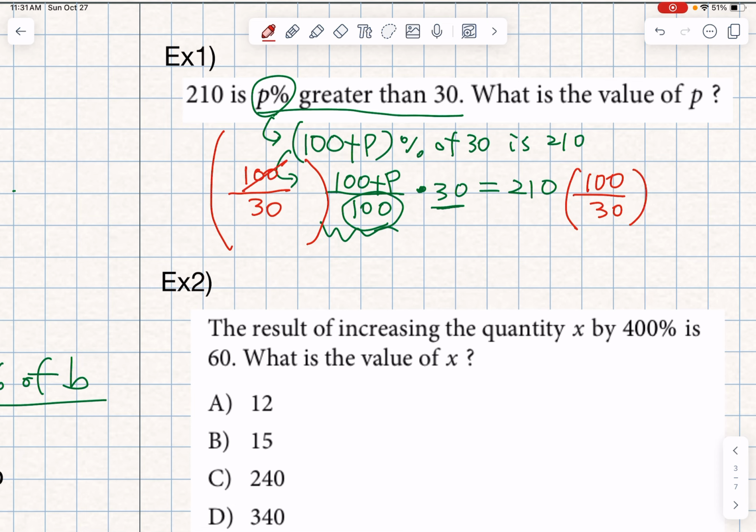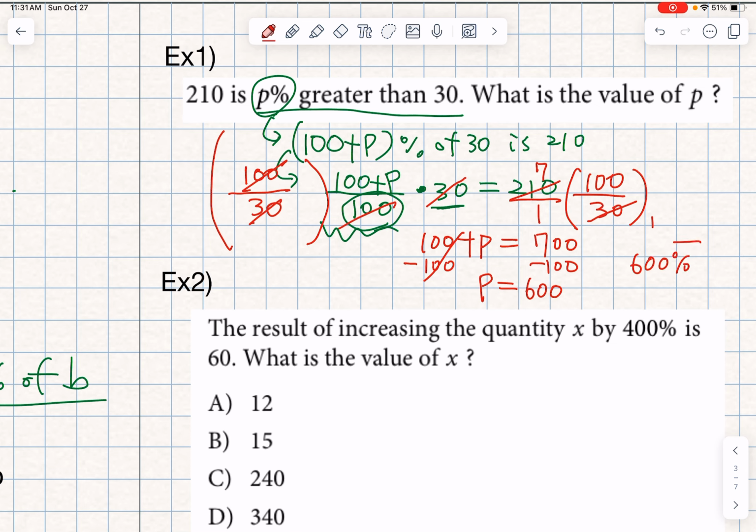Then the 100s cancel out, and the 30s cancel out. On the left side you will have 100 plus p is equal to, with 30 and 210, you can simplify as 1 and 7. So you have 700 on the other side. And you can subtract 100 on both sides, which makes p equal to 600. So 600% greater than 30 will represent 210. So p will be 600.